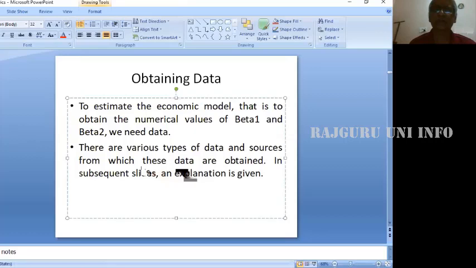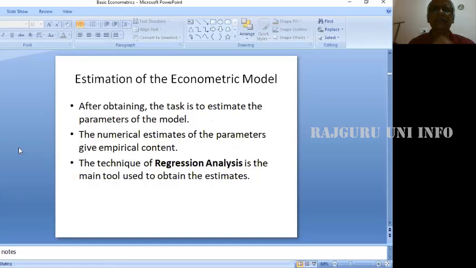The data collected is used to test or estimate the parameters of the model. The numerical estimates of the parameters give empirical content. And the technique of regression analysis is the main tool used to obtain the estimates. So econometrics basically involves the use of regression analysis, which studies the extent of influence of one variable on the other. So we try to use this for proving or disproving a theory and for the purpose of estimating future phenomena.